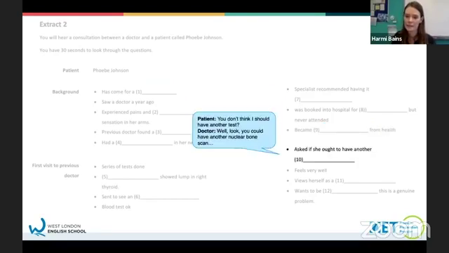Number 10. Asked if she thought to have another. I missed that one, but it can be another test or check, or you could guess. Yeah, exactly, you could guess the answer for this one. She says, you don't think I should have another test? He says, well, you could have another nuclear bone scan. Be careful with this. If you put nuclear bone scan as your answer, it's asked if she ought to. Ought to is not very common, but it means the same as should. They're synonyms, really, but ought to is a bit more formal.